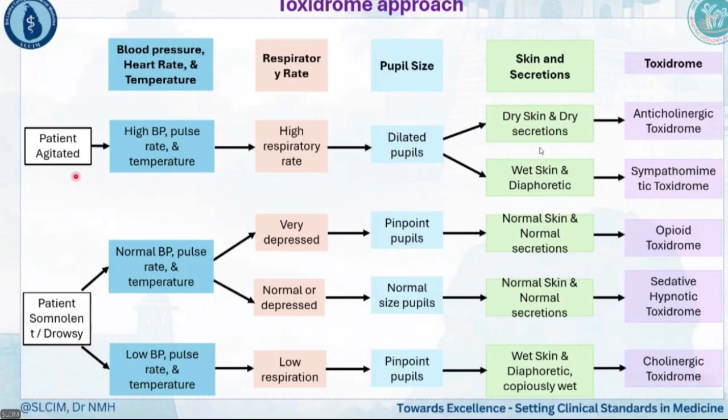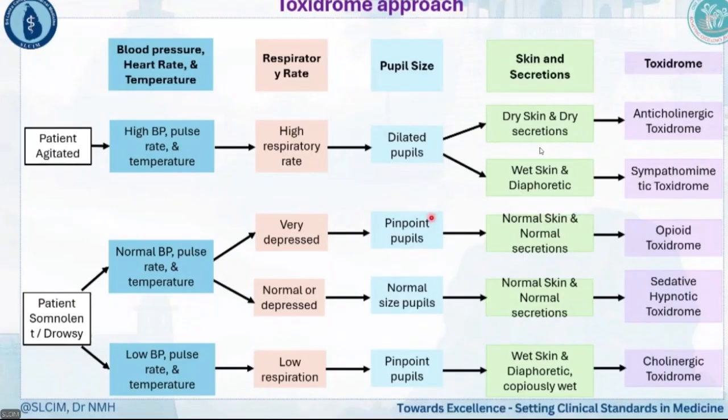All right. So if the patient is agitated, most of the time it belongs to one of the two toxidromes, anticholinergic or sympathomimetic. If the patient is somnolent, drowsy, then you look at the blood pressure, pulse rate and the temperature. Now if it is normal, then you look at the respiratory rate. The respiratory rate is usually depressed in both opioid and sedative hypnotic toxidromes, as you're aware, but more depressed in an opioid toxidrome.